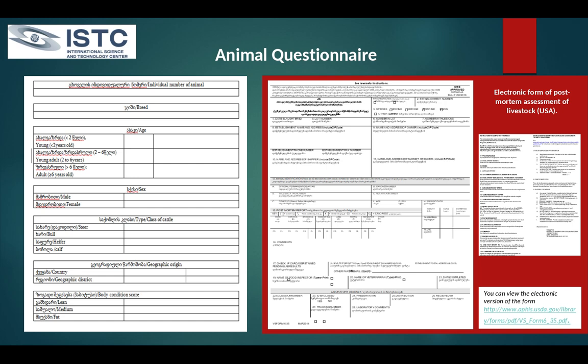It is necessary to include the animal's individual number, the owner's personal identification number and contact details, breed, age, sex, geographical origin, and habitus on the left side of the slide. You can see the electronic form used by the United States Department of Agriculture for post-mortem animal evaluation. For better clarity, an explanatory section is attached to the form, detailing how it should be filled out. All links from the slides are available in the webinar description below the video.